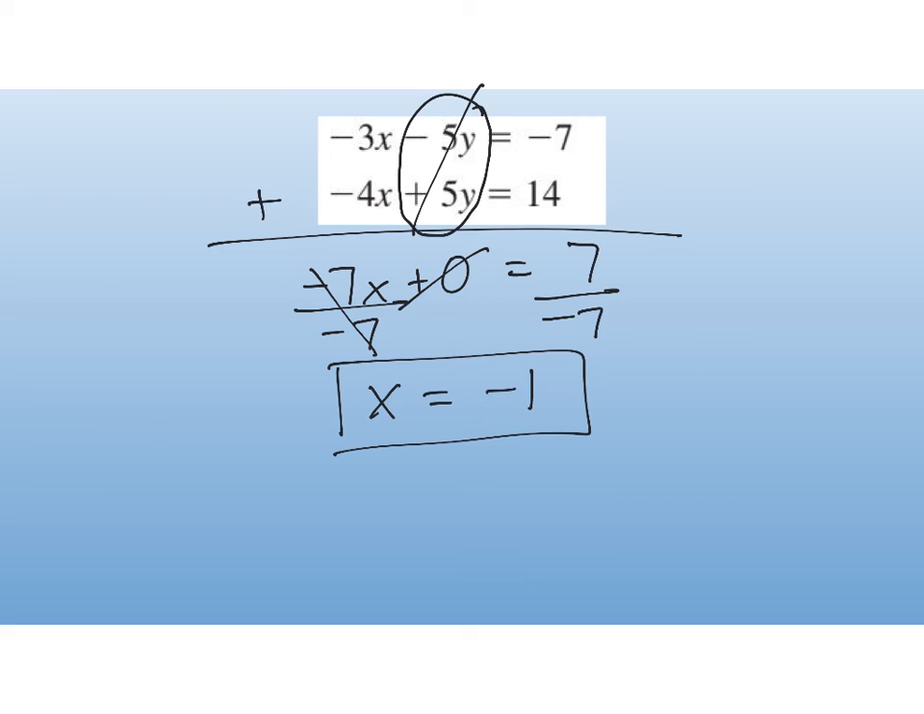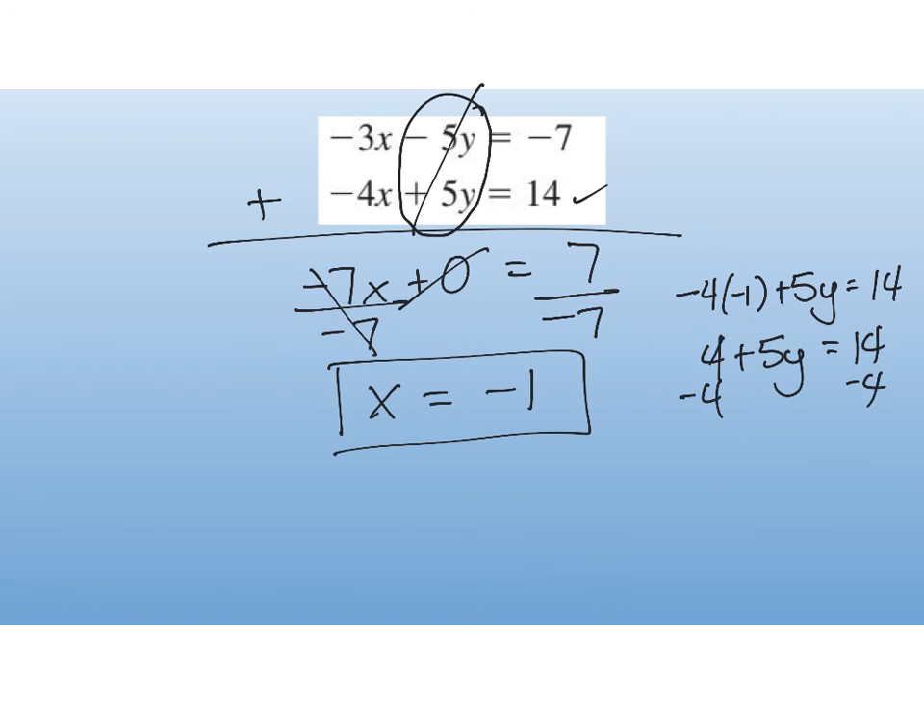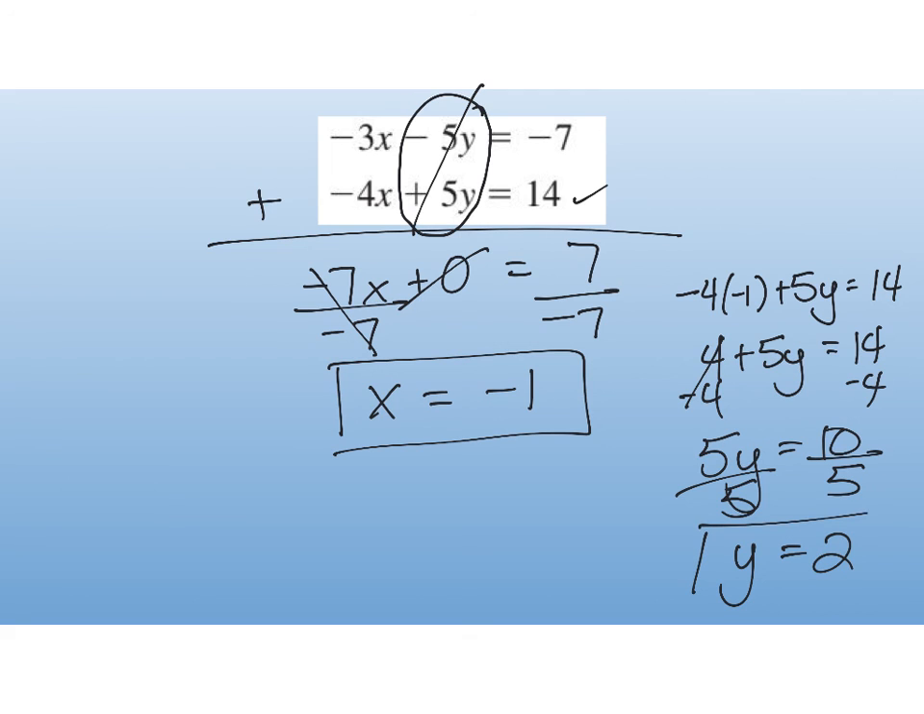Now that I know x is -1, I can go and solve. Again, I'm going to use this second one. So -4 times -1 plus 5y equals 14. So this becomes 4 plus 5y equals 14. Subtract 4. So 5y equals 10. So then if we're going to write it as an ordered pair, this would be our solution.